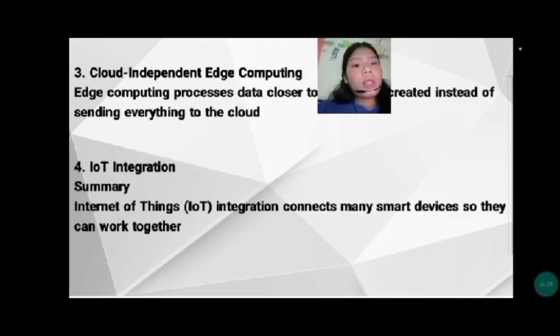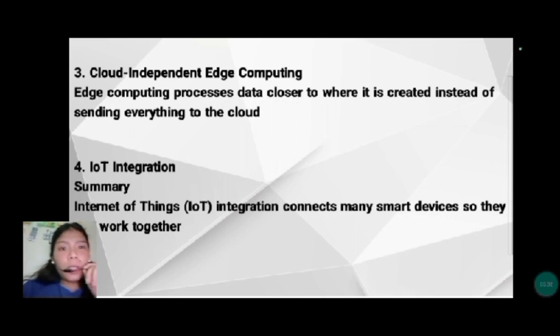Number 4 is IoT integration. Internet of Things, or IoT, integration connects many smart devices so they work together. When IoT is integrated, devices like phones, sensors, appliances, and machines are linked together, allowing them to send and receive information in real time. For example, a sensor can detect something and automatically trigger another device to respond without human action.